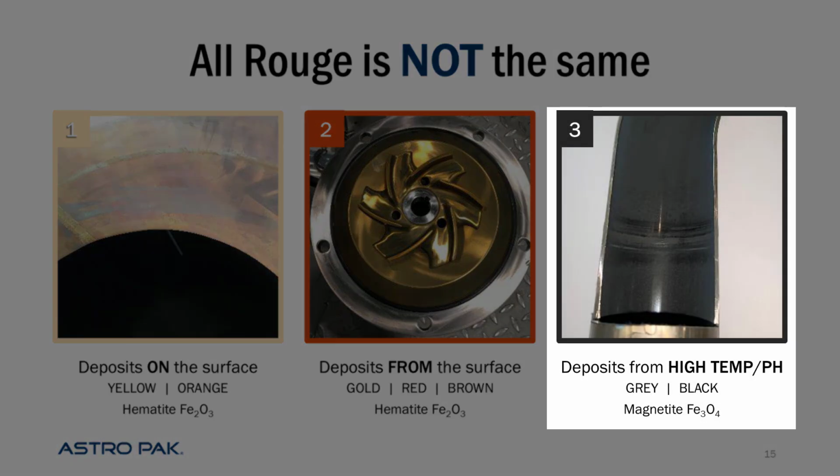Now type 3 rouge, this is where we get different. This is a different iron oxide compound. It's magnetite, so it's got ferrous and ferric iron in it. Typically only seen in high temperature environments like a steam line. This is going to be much darker rouge: black, dark blue, maybe purple. This requires much more aggressive chemicals to remove from the surface.